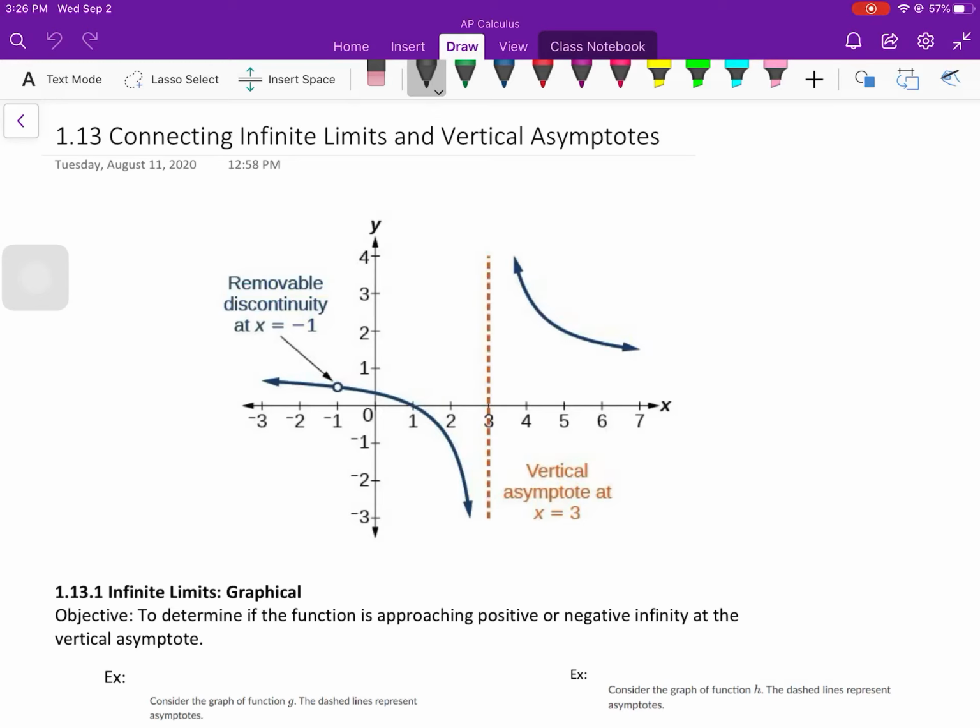Finally we get to one of the most dreaded lessons, which has to do with the vertical asymptotes and figuring out which infinity it's approaching, which is really not that difficult, but when we get to the algebraic part in the next lesson, it gets a little complicated. So seeing the graph will really help.